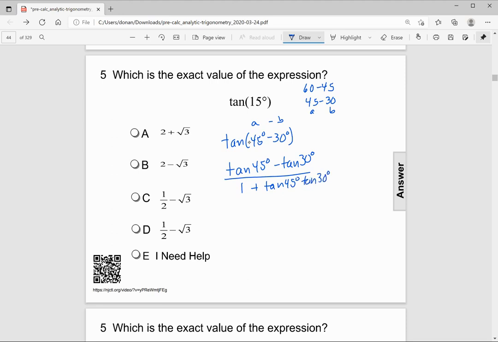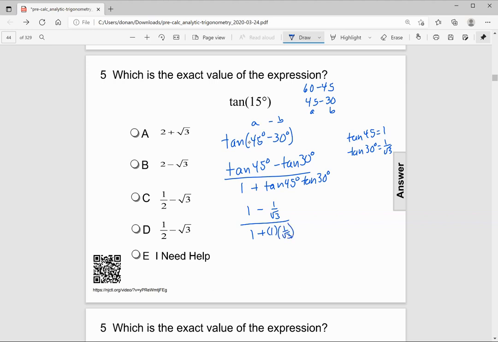And I always find it useful, for the tan ones, to write down what tan of 45 and tan of 30 are before I start. Okay, tan of 45 is 1, tan of 30 is 1 over root 3. And so now we can plug in. So we have 1 minus 1 over root 3 over 1 plus 1 times 1 over root 3.